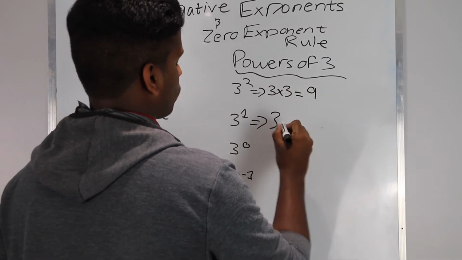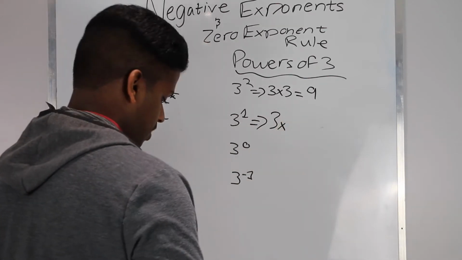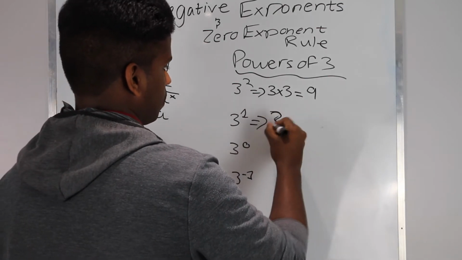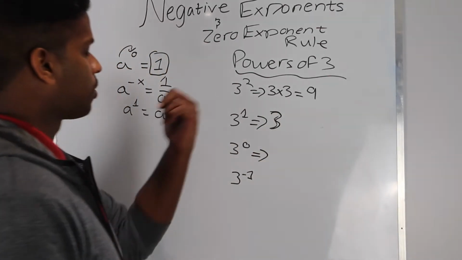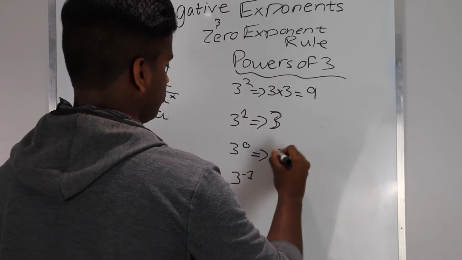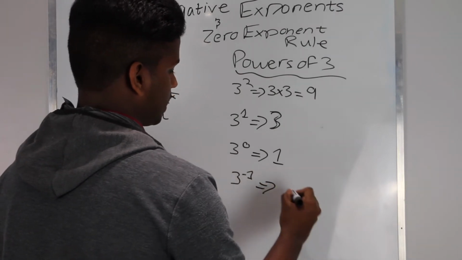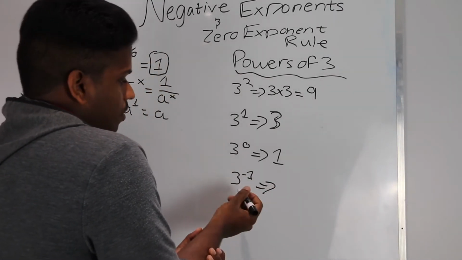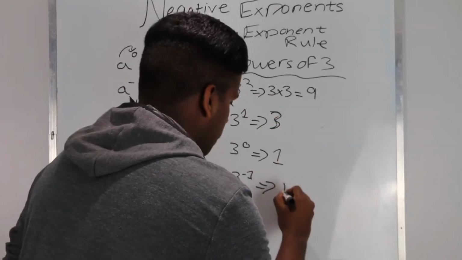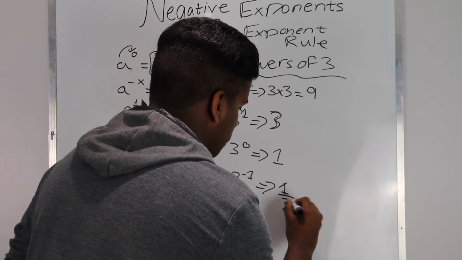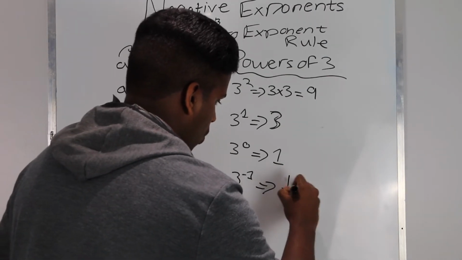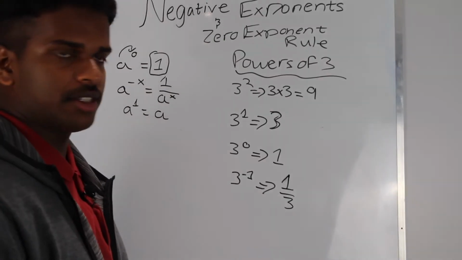3 by itself is 3, because we have nothing to multiply it with, so 3. 3 to the power of 0, if we follow our zero exponent rule, anything raised to the power of 0 is 1. And then 3 to the power of negative 1, we are going to take the positive opposite power. So 3 to the power of 1 is the positive opposite power, and then the reciprocal will be 1 over 3 to the power of 1, which is basically 1/3.